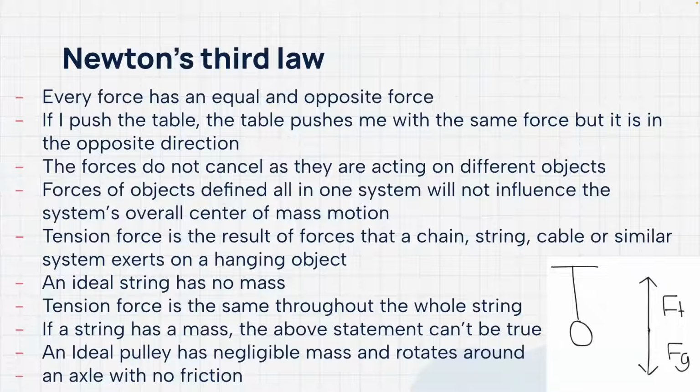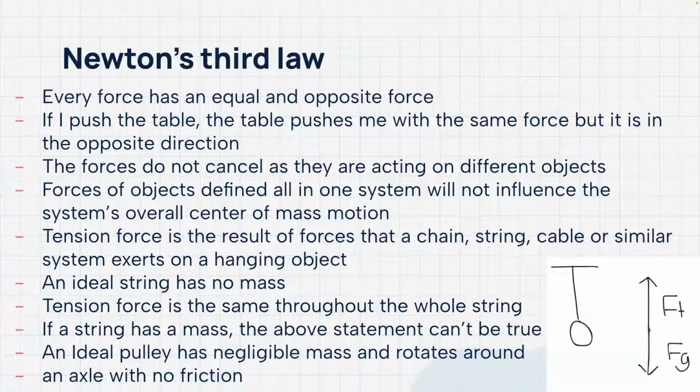Now I'm going to go over tension force, which is the result of forces that hang from a string, chain, cable, or similar system from a hanging object. So in tension force, we assume that an ideal string has no mass. Otherwise, the equation that we use would not work. And we assume that tension force is the same throughout the entire string. If a string has a mass, this above statement cannot be true. So the tension force cannot be the same throughout the whole string if the string has a mass.